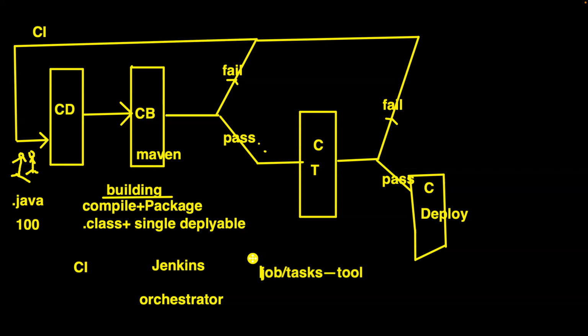So we will create different jobs like build job, test job, deploy job, and we'll connect them in a sequence such that one job would trigger the next job and so on. That's how you build this pipeline. Am I clear? So you will have continuous development, continuous builds, continuous testing, and continuous deployment.